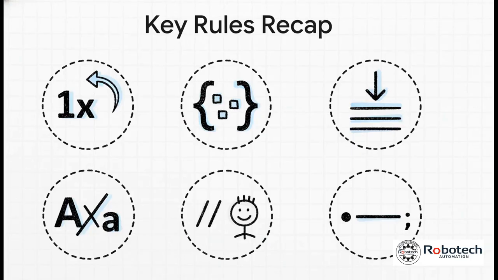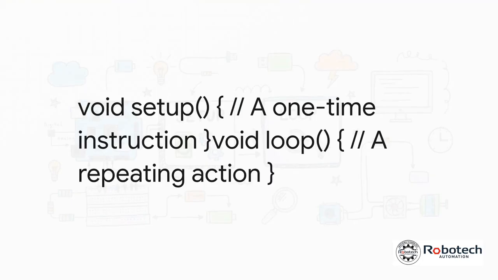So, let's do a super quick recap. Every program has two main parts: setup for the one-time stuff, and loop for the stuff that repeats. We use those curly brackets to group the code for each part. The code runs from top to bottom, one line at a time. The commands are case-sensitive, spelling matters. We use double slashes to leave notes for ourselves, and, the big one, we end every single command with a semicolon.